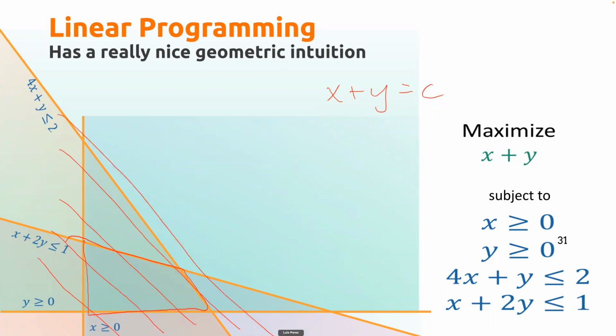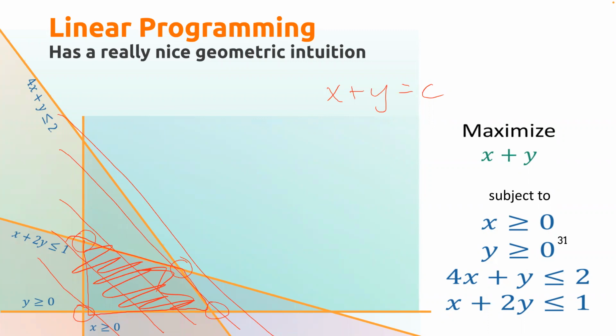So what you're trying to do is find the line that maximizes this value, the constant c, subject to the fact that it has to be inside this shape. If you realize this, you'll notice that the solution has to be at a vertex. So the algorithm that does this, and we have a polynomial time algorithm that solves these problems.